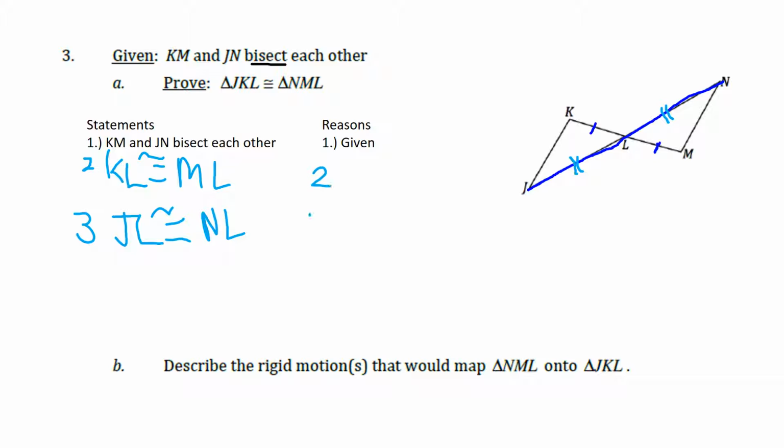And for 2 and 3, you would use the same reason. And the reason has to do with this up here, bisect. And so we can just write over there for 2 and 3, definition of bisect.